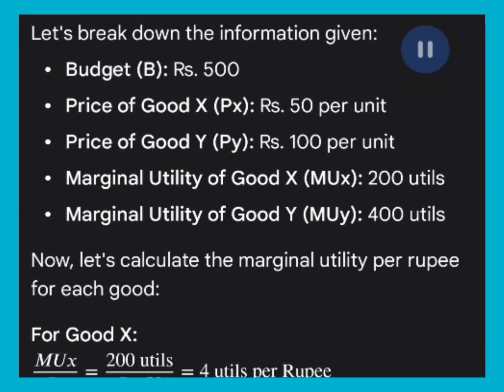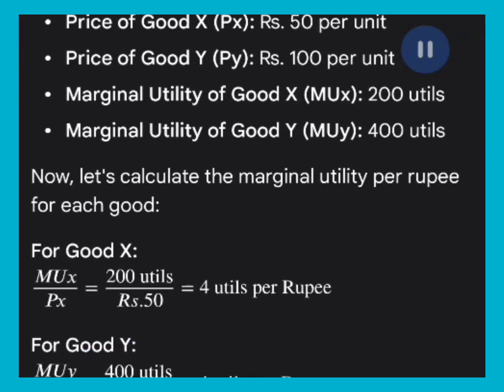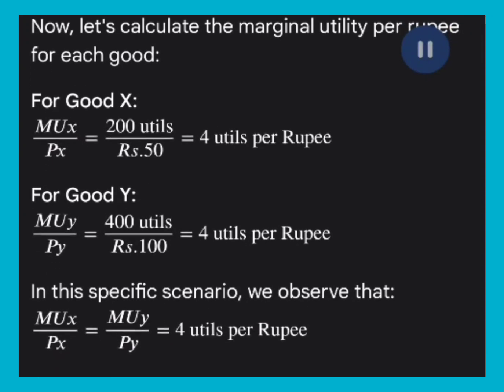Budget B is 500 rupees. Price of good X, PX, is 50 rupees per unit. Price of good Y, PY, is 100 rupees per unit. Marginal utility of good X, MUX, is 200 utils. Marginal utility of good Y, MUY, is 400 utils. Now let's calculate the marginal utility per rupee for each good.